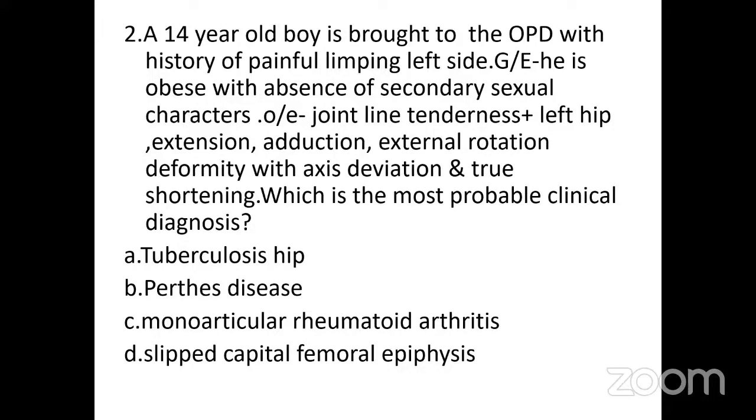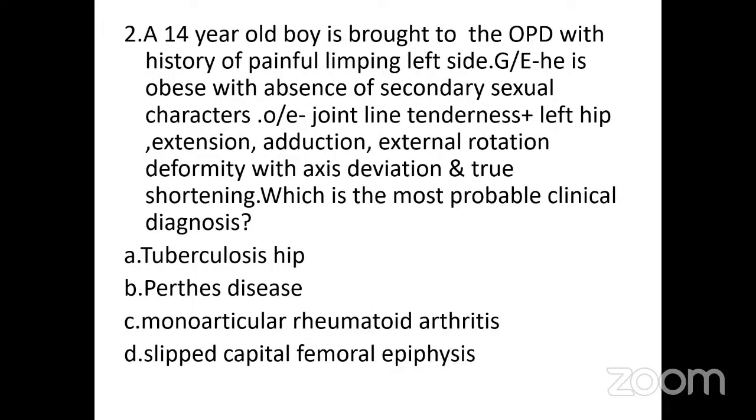There is axis deviation and true shortening. You know what is axis deviation? Normally when you flex your hip and knee, you take your knee to the opposite shoulder. But in external rotation deformity, when you flex your hip and knee, it will not go to the opposite shoulder. It will go to the same shoulder only. That is called axis deviation. And there will be true shortening also.